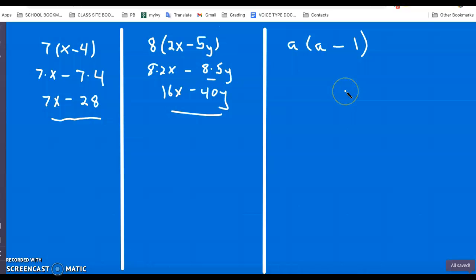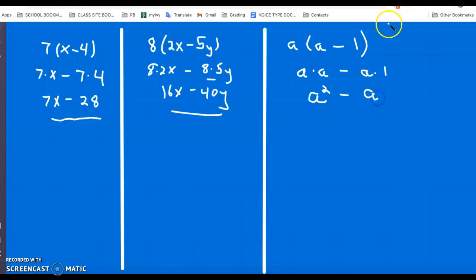Okay. Now over here, this is a little trickier. We're using a variable as our factor on the outside. So we're going to get a times a, minus a times 1. So this is going to come out to be a squared, and then a times 1 is a.